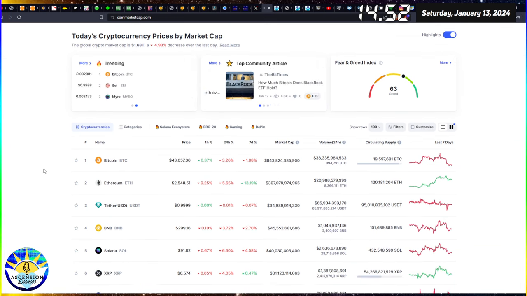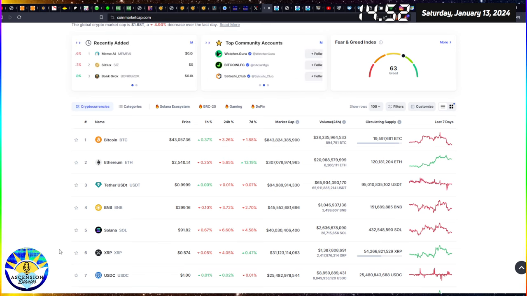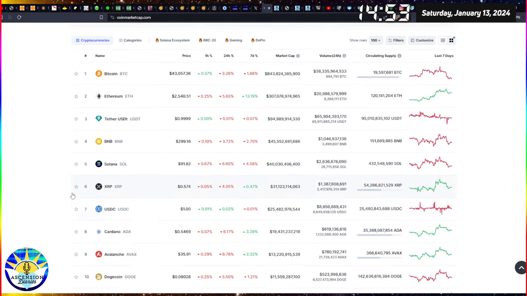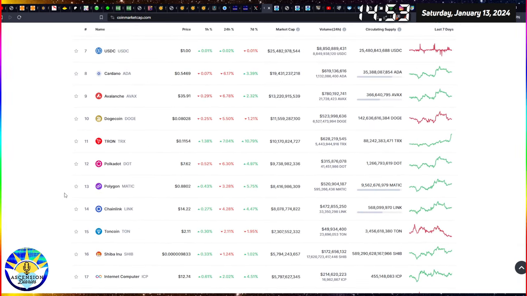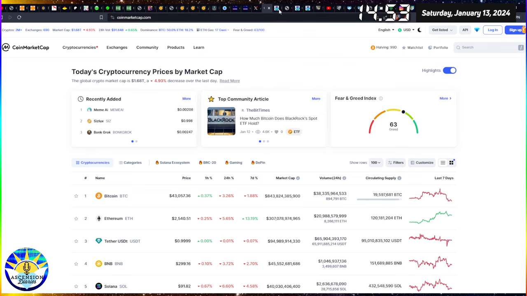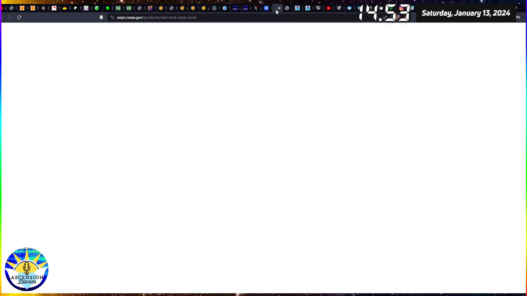The price of Bitcoin, the price of a few of the top five. We see XRP going up though, Ethereum going up. It's not everybody. Some of the smaller coins are going up. Take a look at what you're invested in. See how it's going. The greed factor is going down slightly as well, so that's good. And the global consciousness dot is still green, so greed is lower slightly. We've got green consciousness going on.